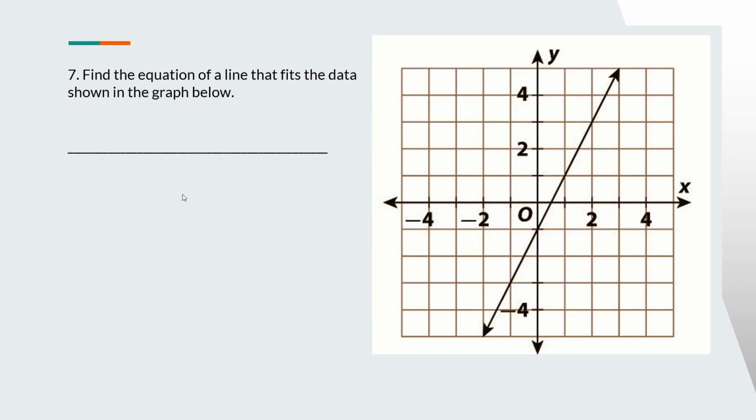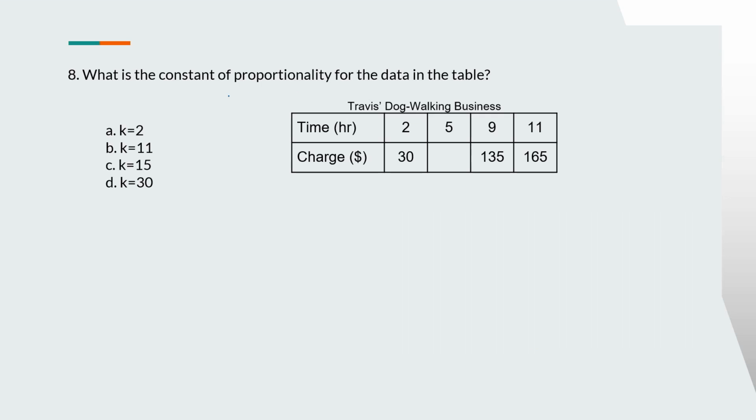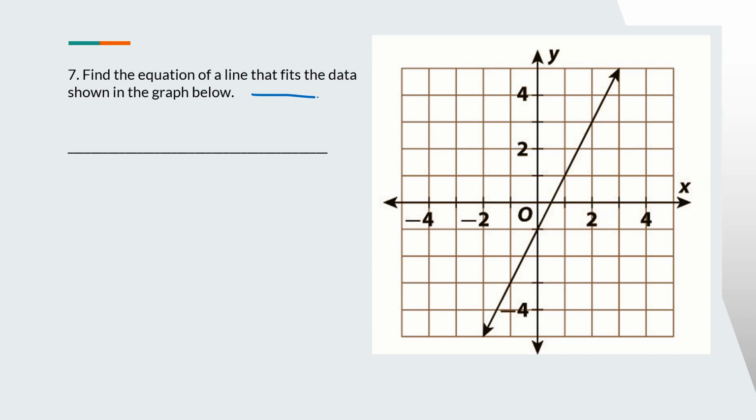Number 7, find the equation of the line that fits the data shown in the graph below. It's actually off to the right. There's my graph below over here. Now, look at this. It does not go through the origin, so it is not proportional. Here is my y-intercept. So that's the first thing I'm going to get in there.